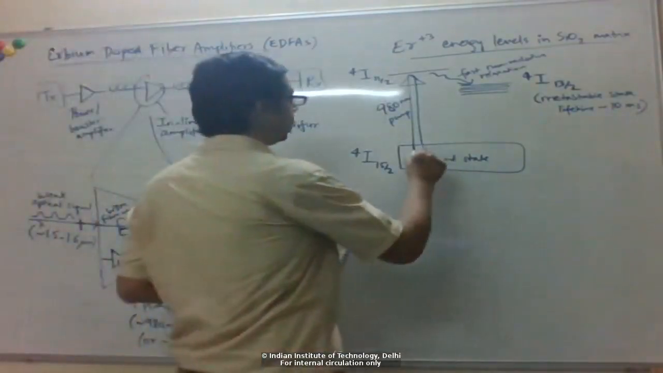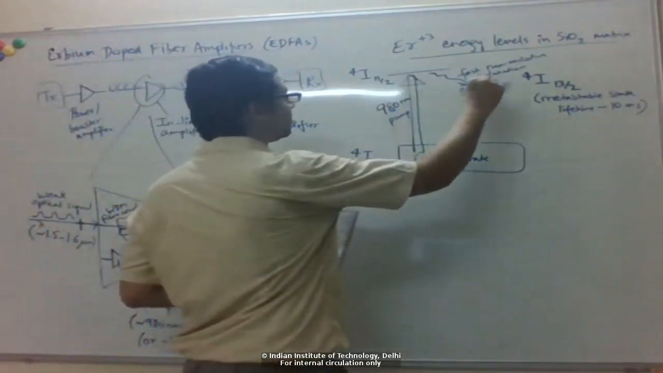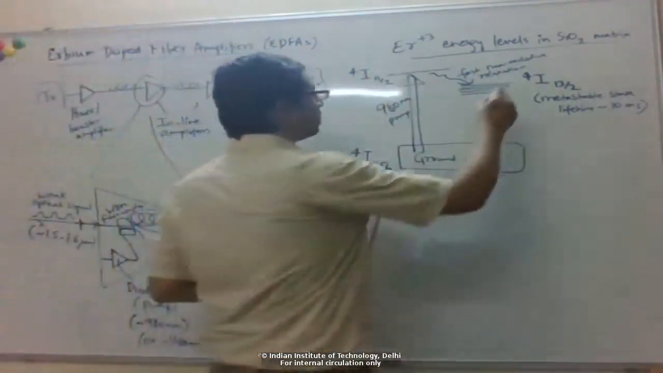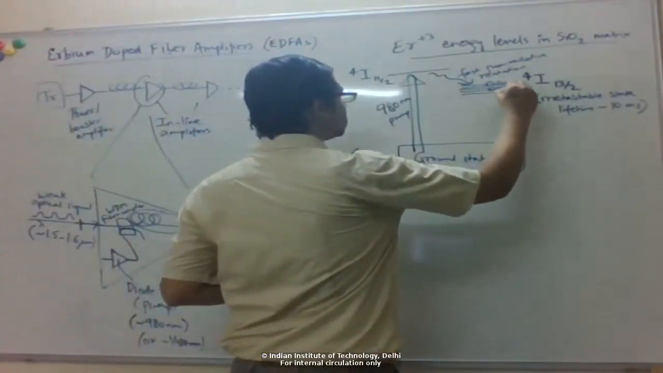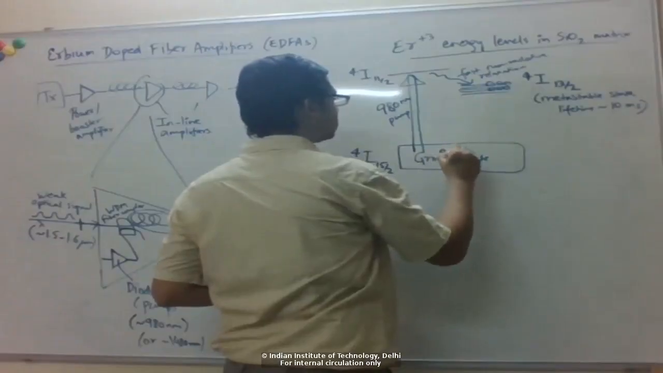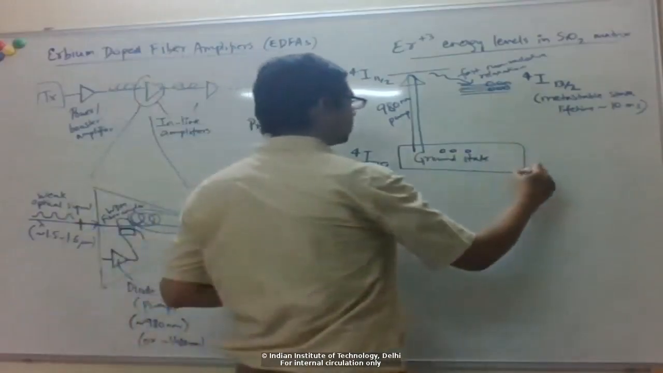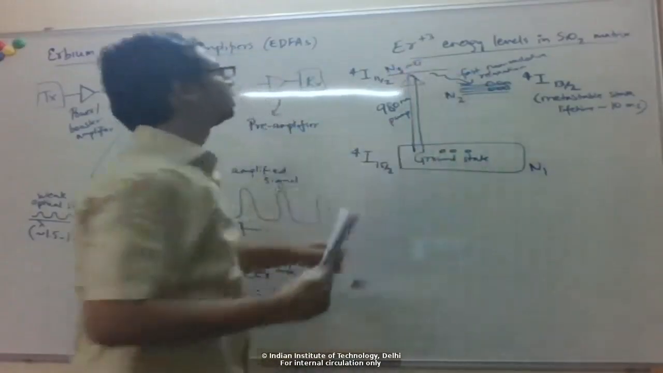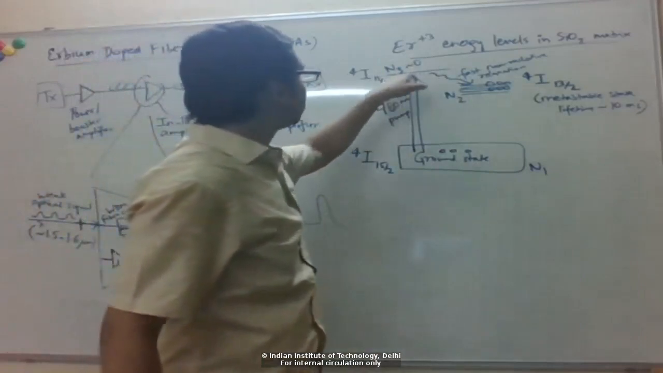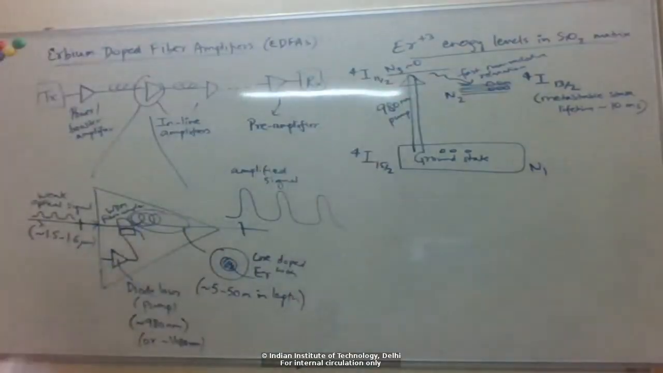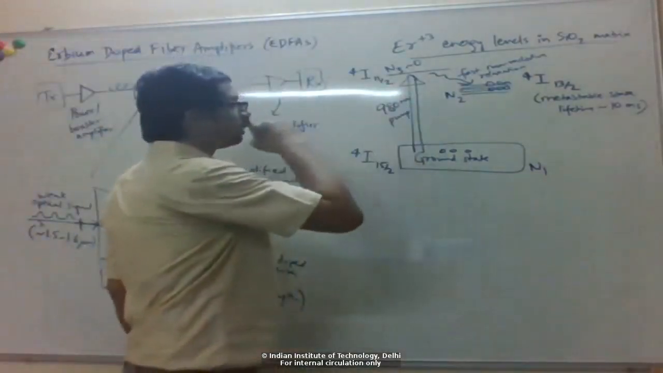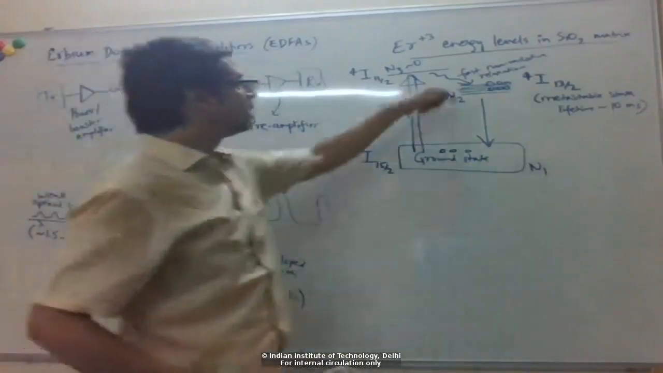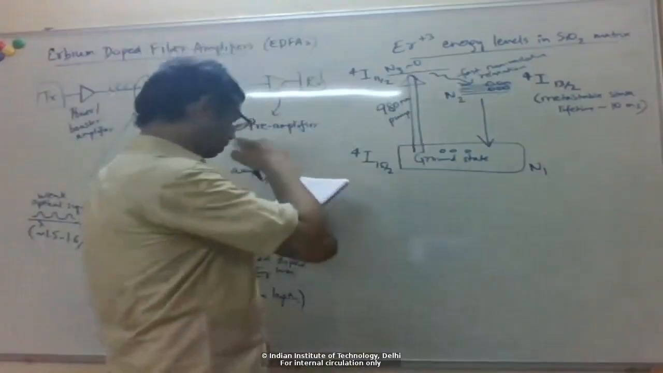Okay, so if you have a strong pump, it pumps atoms here and they quickly relax here. So the atoms end up settling here, and if the pump is strong enough, you can end up having a lot of atoms here compared to here. Let's call the number of atoms here N1, this is N2, and this is N3, right? N3 is typically 0 because this level is very short-lived. As soon as an atom comes here, it quickly goes there. So for a strong enough pump, you could achieve where N2 becomes more than N1, then you can get stimulated emission gain for this transition.